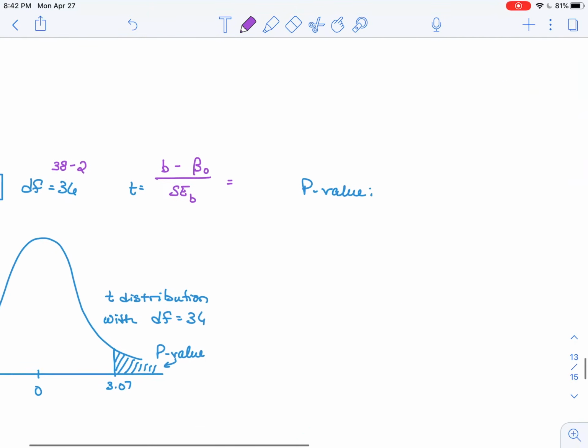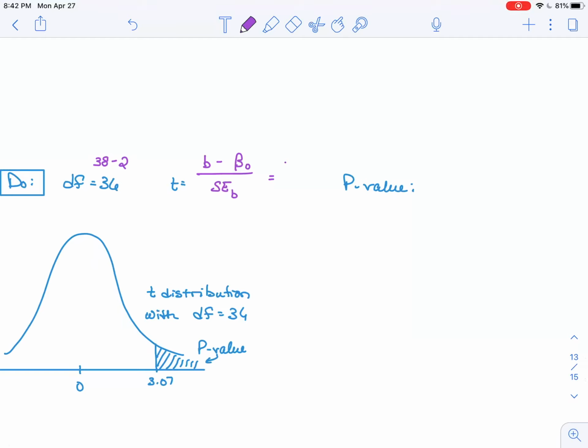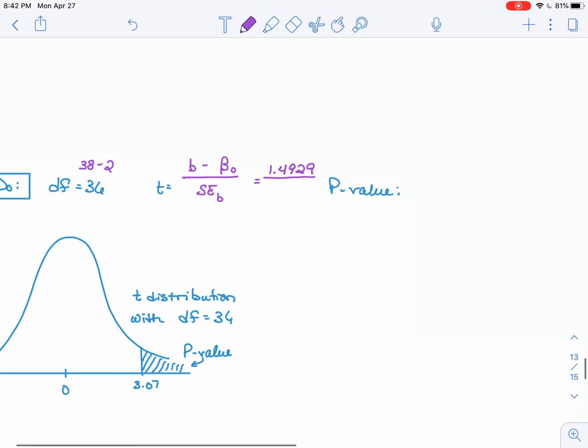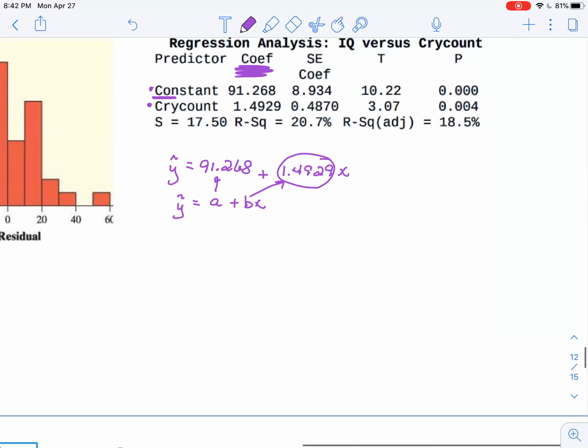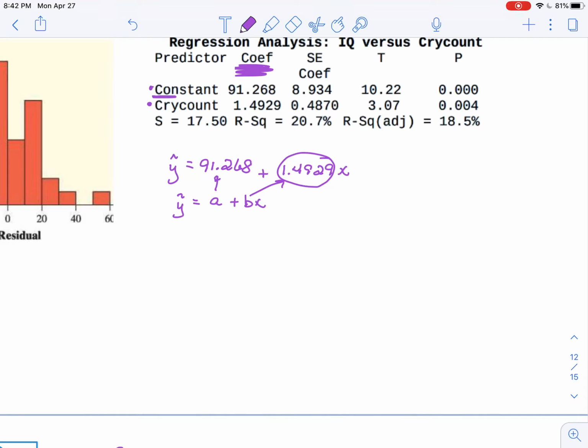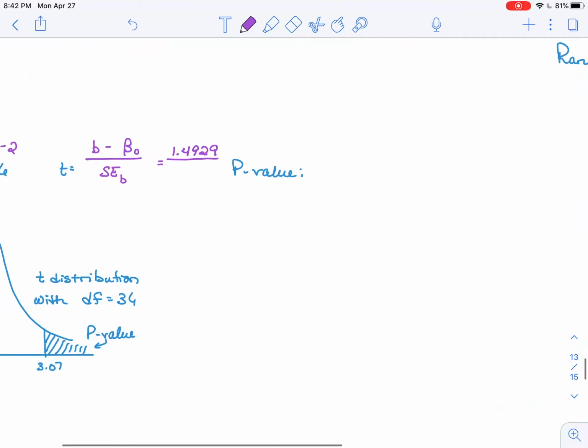Back in Unit 3 when we did this, we were finding our sample regression equation. So this is our y hat equals a plus bx, where a is our y-intercept and b is our slope. So this is our sample slope. 1.4929 is what I put in the numerator here. We're going to subtract b naught, which is what we're assuming to be true in our null hypothesis. So I'm going to subtract 0. And I'm going to divide by the standard error of the slope.